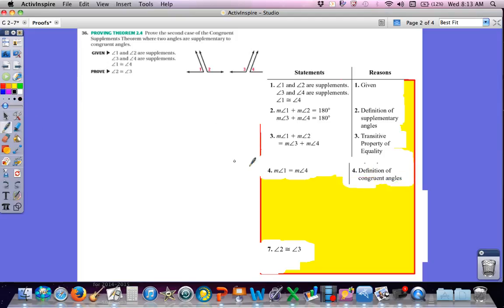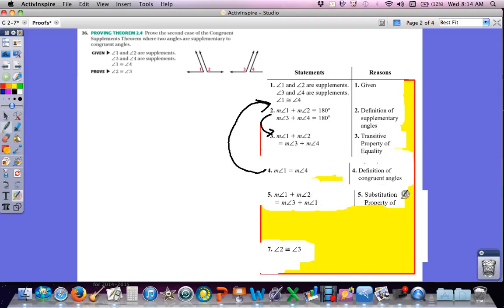As I said, at this point, you could have had these in different orders. You could have put number 4 up at number 2 and slid everything down. At this point, you need to be able to say what supplementary means, what congruent means, and then from these, you would get this step here. Next, in this case, they substituted: the measure of angle 1 plus the measure of angle 2 is equal to the measure of angle 3 plus the measure of angle 1.